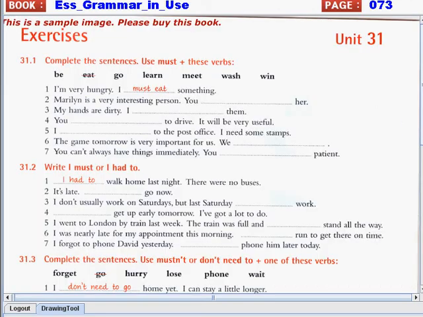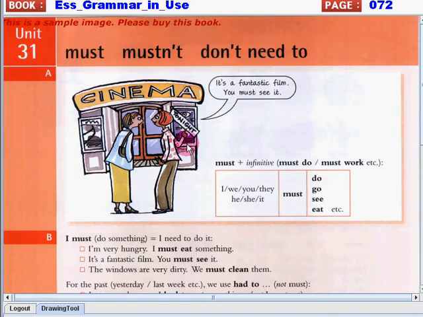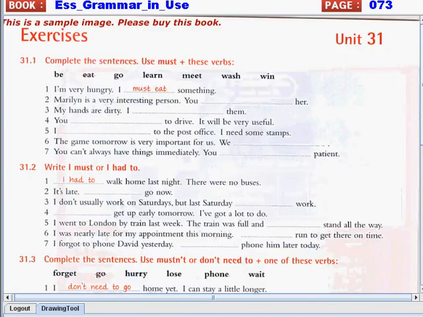Today we will answer the exercises on Unit 31. If you can still remember, in this unit we discussed the words must, mustn't or must not, and do need to. Now we will see if you understood that lesson. We will answer these exercises. Now, let's start with the first one.